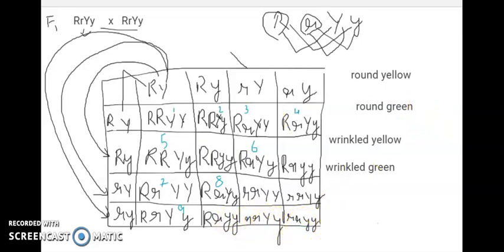So how many round yellows are there? There are total about 9 round yellows, right? So 9. In the total 16 possible gametes, 9 of them are round yellow. Okay, now let us see about round green.